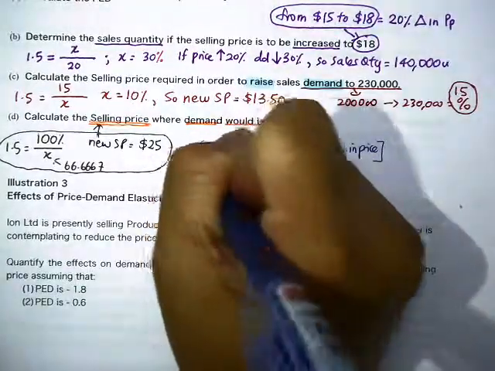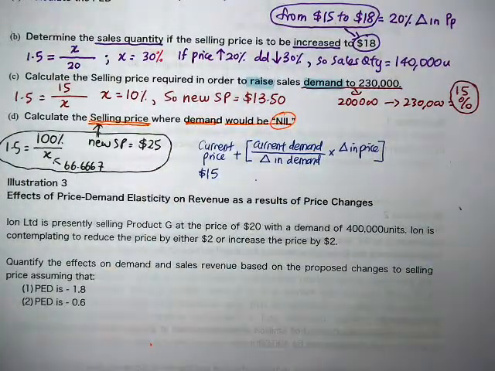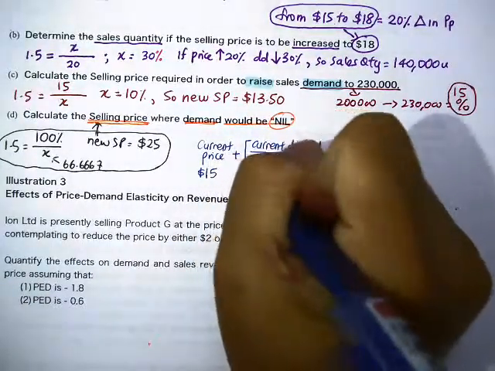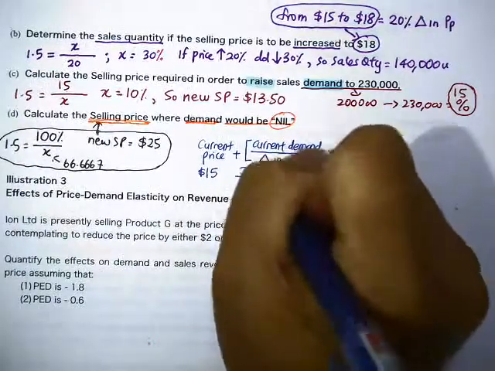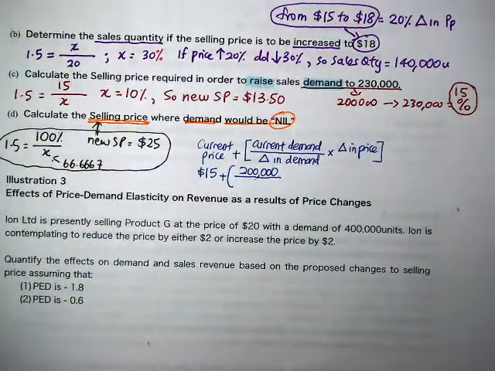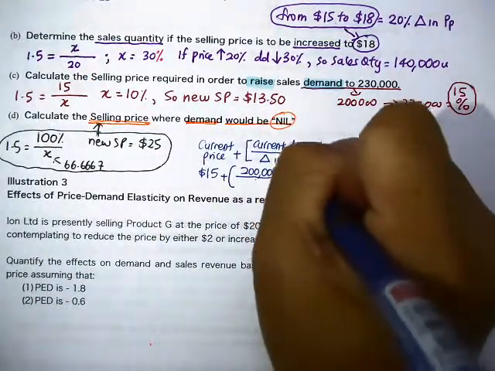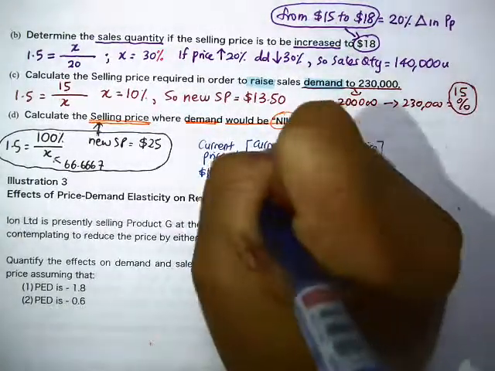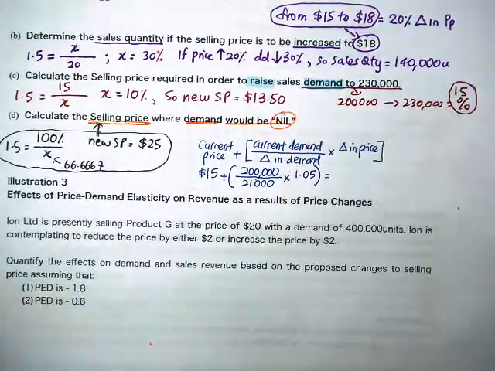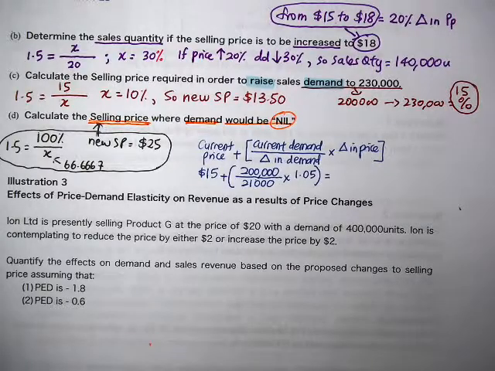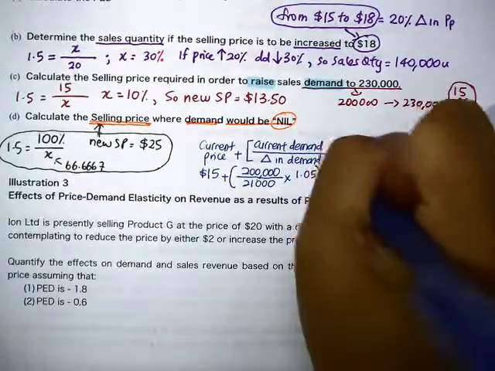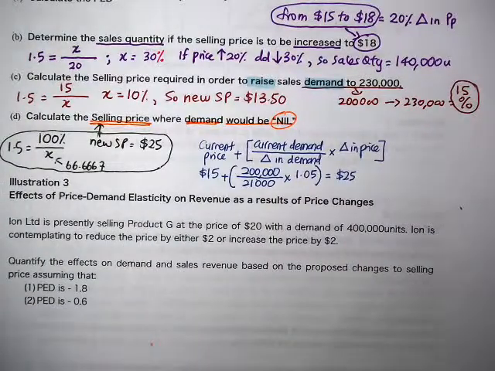Now the current price is 15. And at $15, the demand is 200,000. Every time your price changes by $1.05, your quantity changes by 21,000. Now you should get the same answer, 25. Okay, just that this is a different formula that you need to learn, because you need to use it later. Now why is the formula like that?